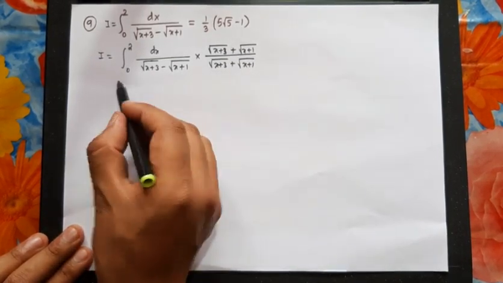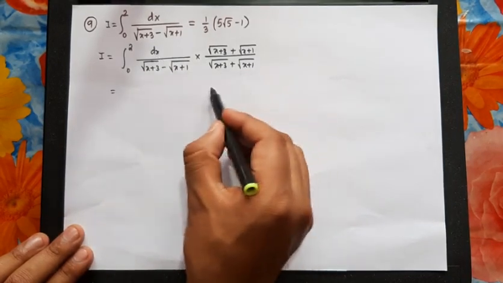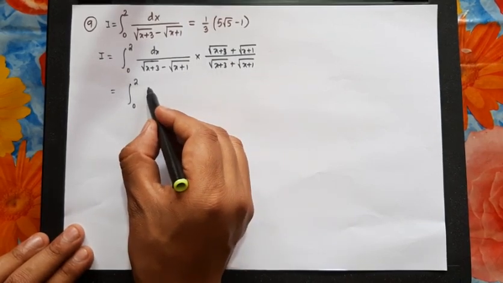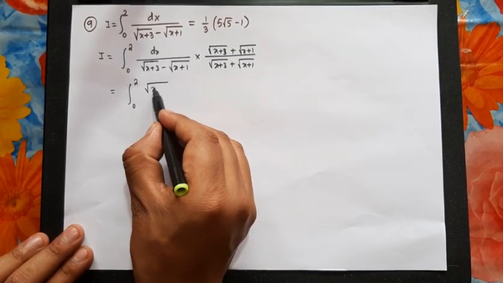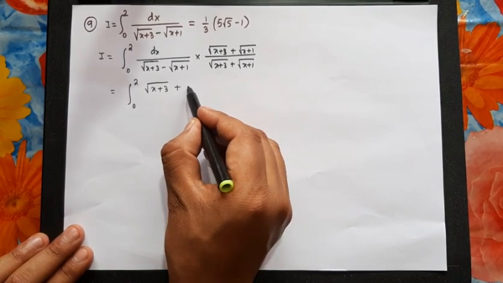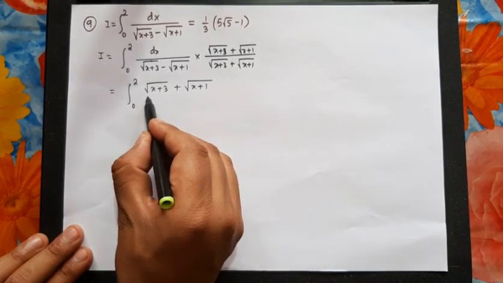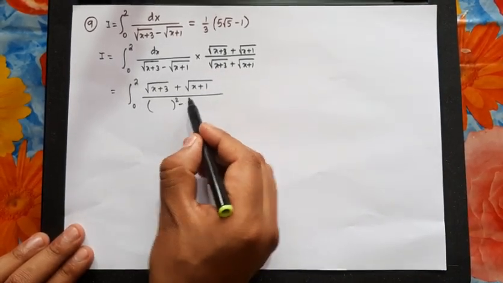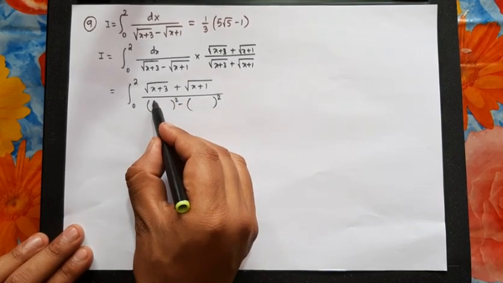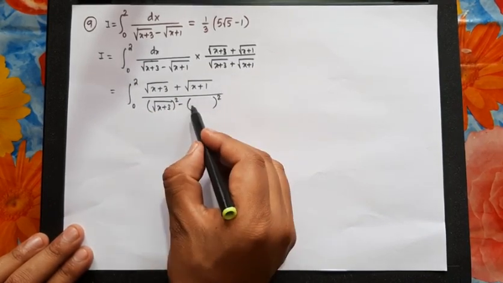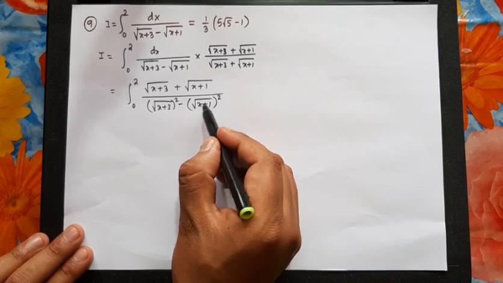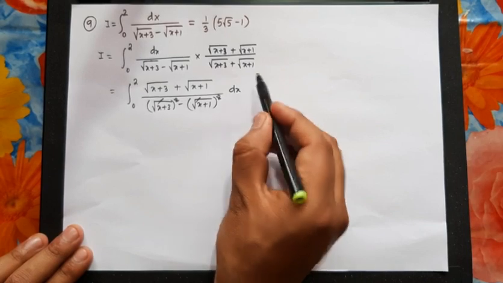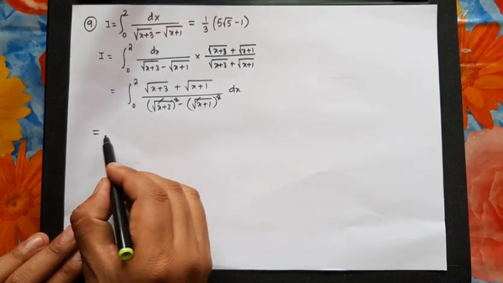So after multiplying, let's see what we get. Let me write dx here. So we have 0 to 2, and square root of x plus 3 plus square root of x plus 1. This is a square minus b square. So a minus b into a plus b gives me a square minus b square. And what is a? a is square root of x plus 3. What is b? b is square root of x plus 1. So as usual, this and this can be removed. This and this can be removed. So we have dx here. So we have 0 to 2.